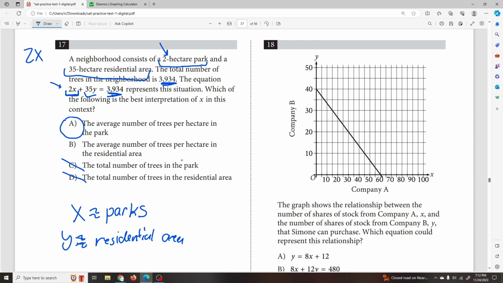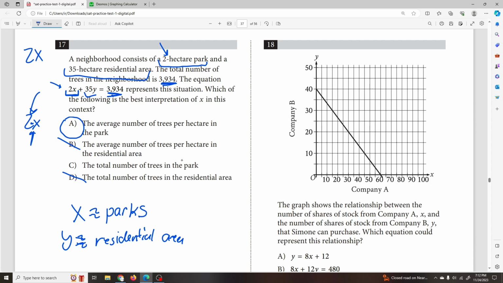And D, also we have to eliminate B because that has to do with the residential area, right? Here we know that C isn't correct because we are multiplying x by something. So we know that it's not the complete value. If this was an actual value, then it would be the total number of trees in the park. But this is being multiplied by some number, so we have to take it that it is a rate.